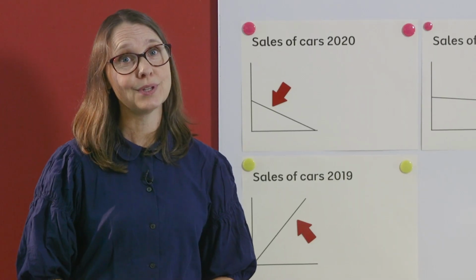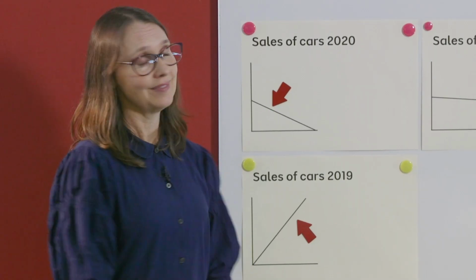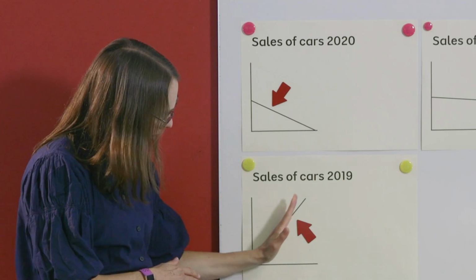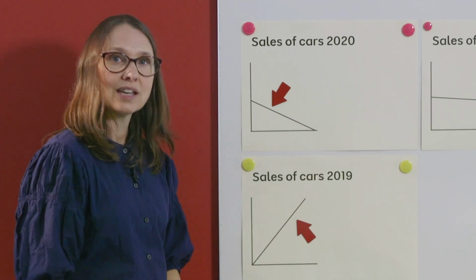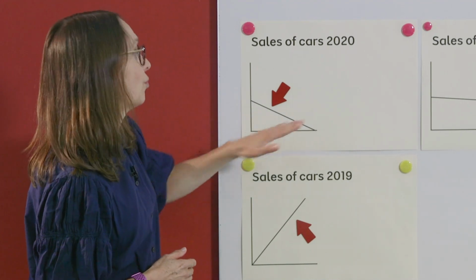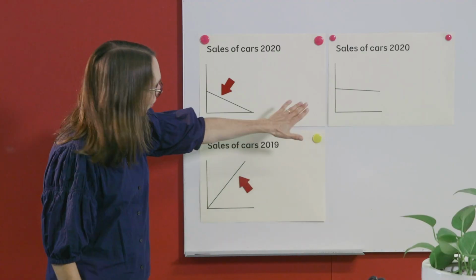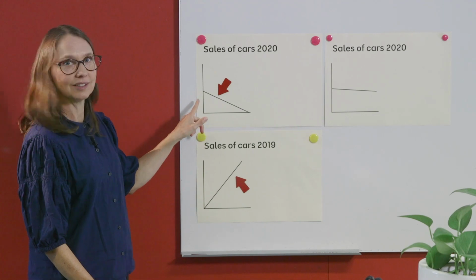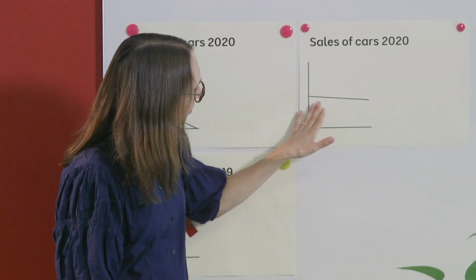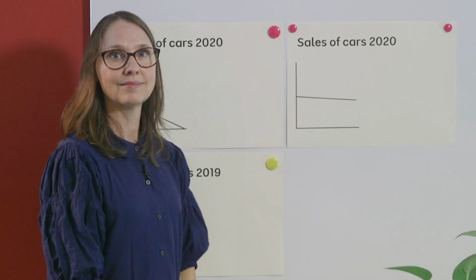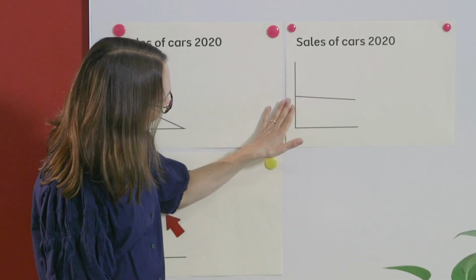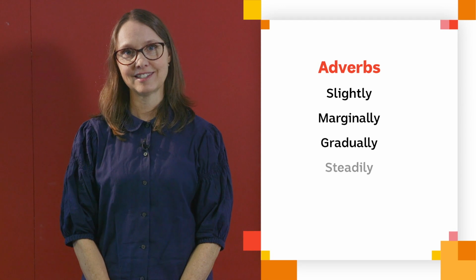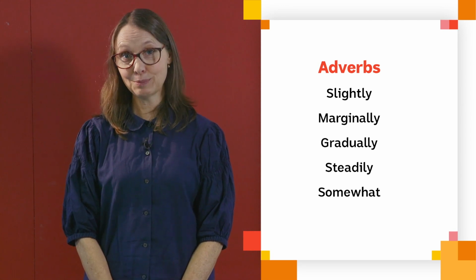Remember, it's important to be accurate when you look at the data. The angle of this fall is quite different to the angle for 2019. Can you see that? So we have gradually rather than dramatically. What about this fall? It's different to the other one, isn't it? What do you think might be different about it? And what adverbs can you think of to describe it? I thought of slightly, marginally, gradually, steadily, and somewhat. What about you?